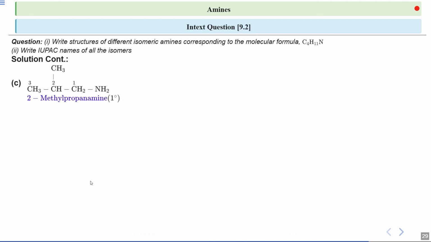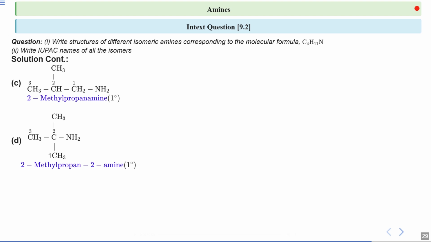Next, if you see over here, this is another isomer of C4H11N. First, how we will do the IUPAC name: I have taken this as the carbon chain. So 1, 2, 3. On second carbon, a methyl group is attached, and on first carbon, NH2 group is attached. So the name will be 2-methylpropanamine. E will be replaced by amine, and this is also a primary amine because this nitrogen is bonded to 2 hydrogen and 1 carbon. Now this is another isomer of C4H11N.